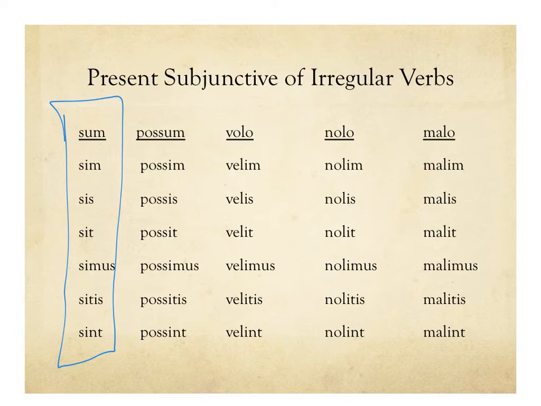And then volo, nolo, and malo have velim, velis, velit, or nolim, nolis, nolit, or malim, malis, malit. You can see that they just have I's all the way through, but they're totally consistent. So the difference with these 5 verbs is that we have I's instead of the subjunctive vowels, but it's pretty straightforward. Notice that we still have that M in the first person singular, and then all of our other endings that would be totally expected.